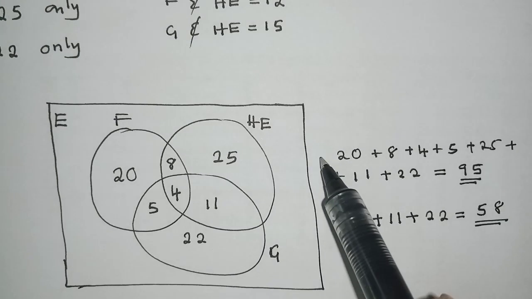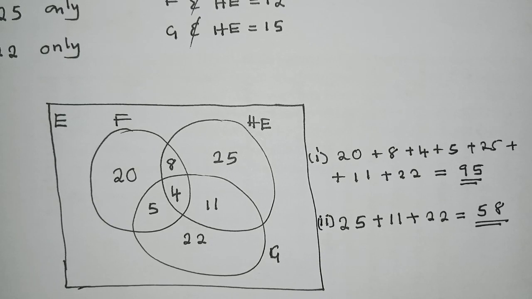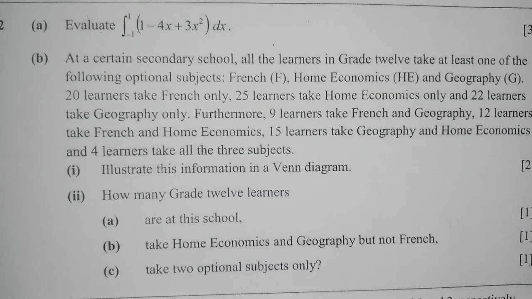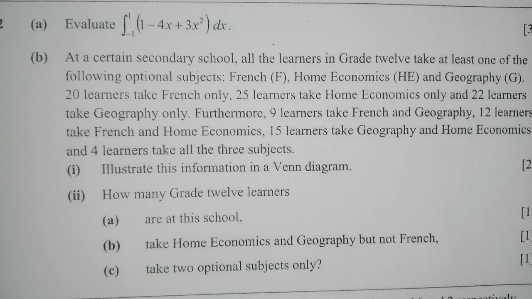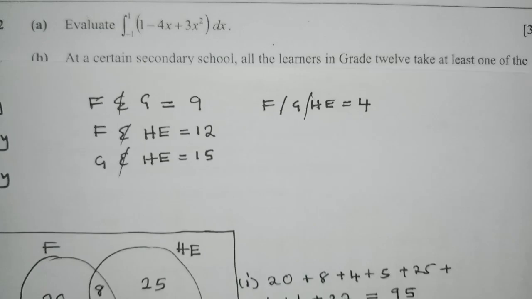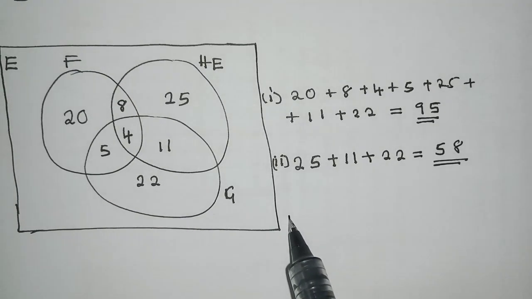This is 1. This is 2. B. We go to the next question. How many grade 12 learners take 2 options or 2 optional subjects only? 2 optional subjects only. So 2 optional subjects. This is the number 3.